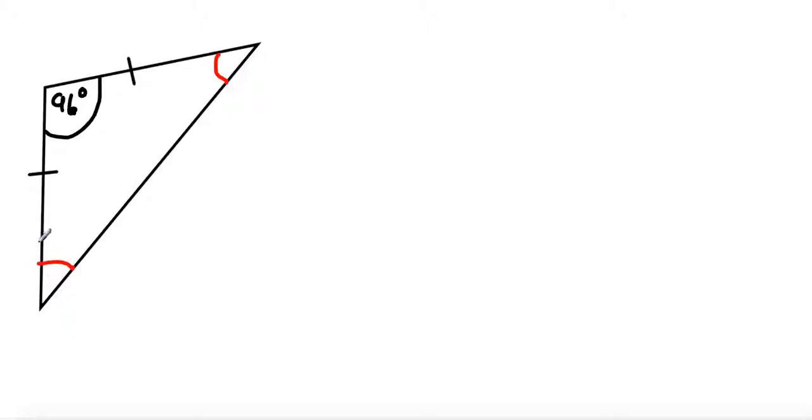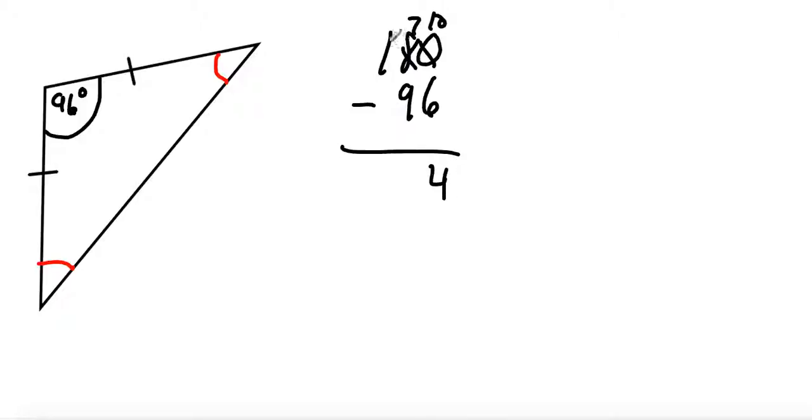All right, now that you've had some time to try this on your own, what we'll do to solve for our missing angles is subtract 96 from 180, since our interior angle sum is 180 and we know of 96 degrees. We're going to have to do a little bit of borrowing in order to subtract. 10 minus 6 is 4. We'll have to borrow again. 17 minus 9 is 8.